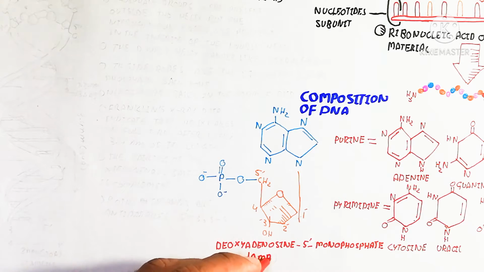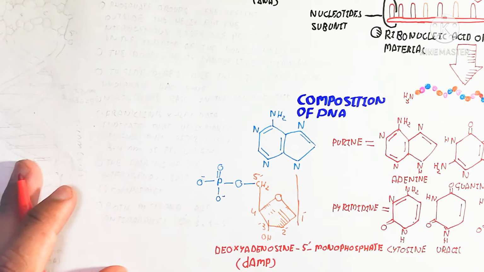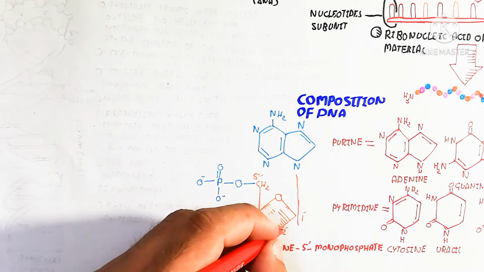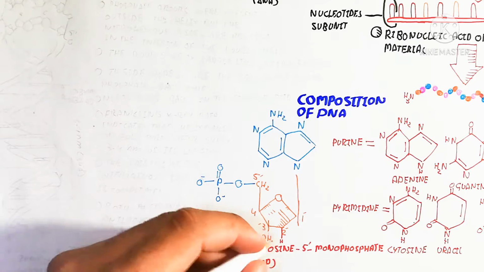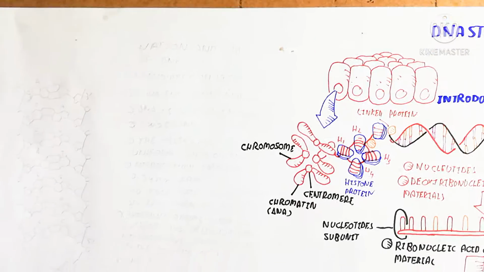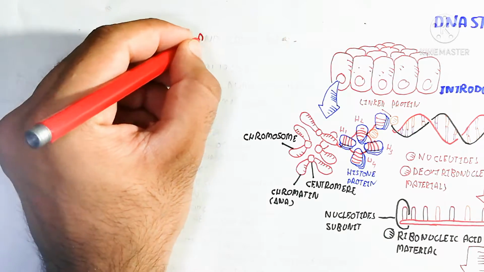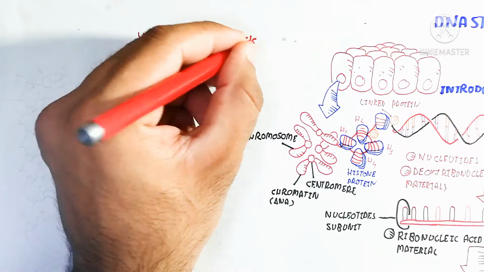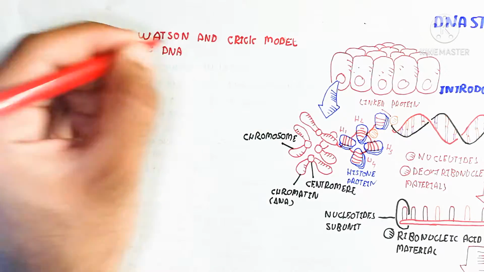So here is basically one nucleotide, which contains a ribose sugar as well as a nitrogen base, and a phosphate group is attached to carbon number 5, and the second one is attached to carbon number 3 of the sugar. So the deoxyadenosine 5 monophosphate is known as dAMP. So I hope you make sense of the general structure of the DNA.